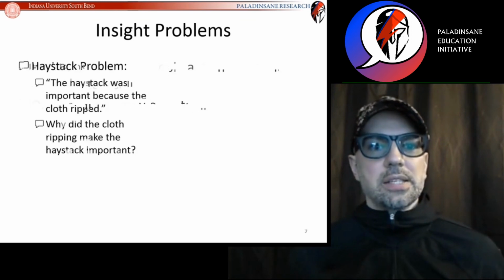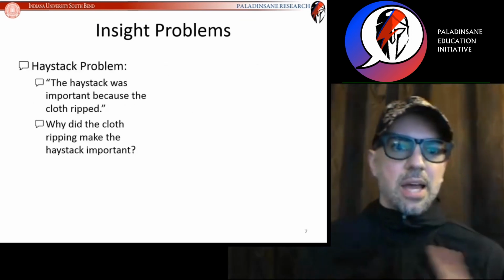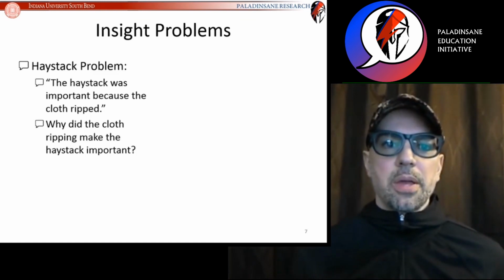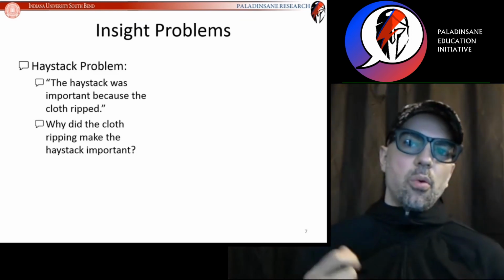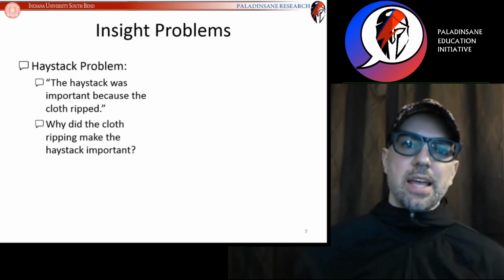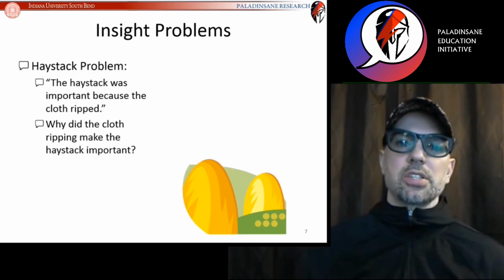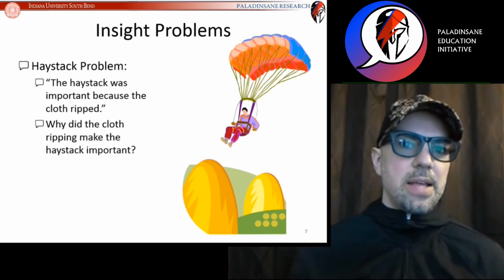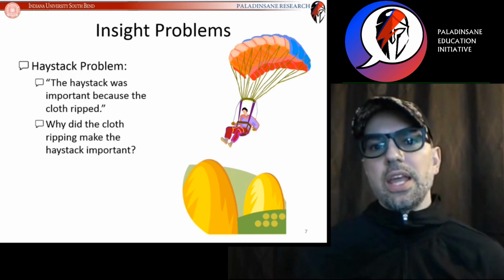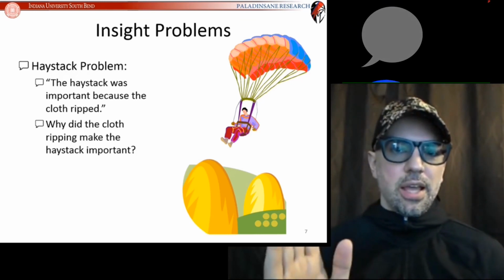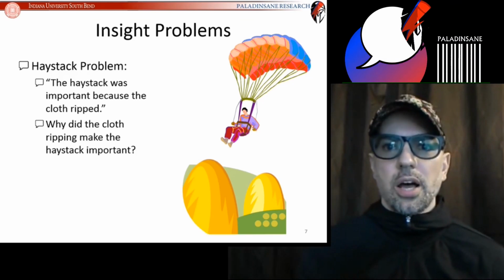So we took a look at the haystack problem last time. The haystack was important because the cloth ripped. Why did the cloth ripping make the haystack important? The one step that you need to solve this insight problem is to realize that the haystack became important because the cloth that ripped was a parachute. And as soon as you make that leap, as soon as you come to that realization, it's very, very simple to solve the problem.